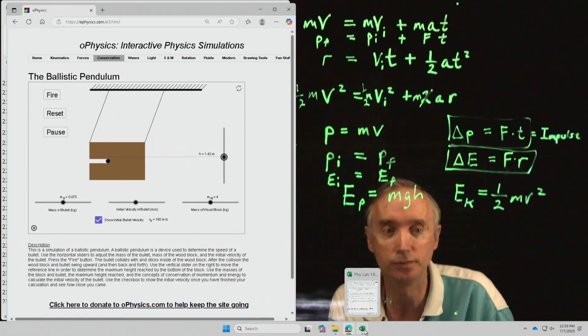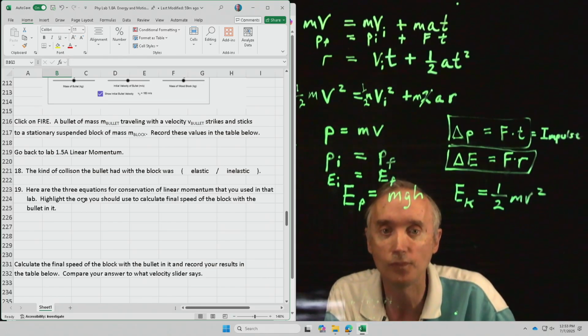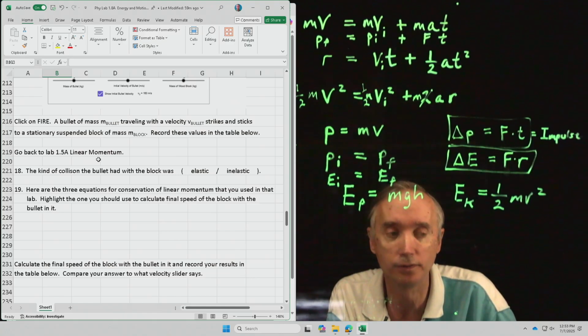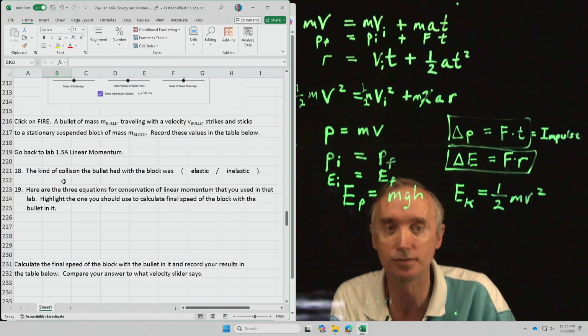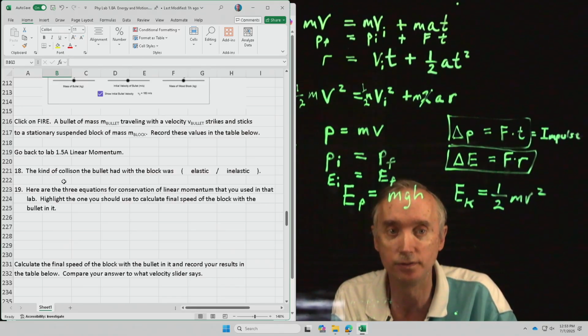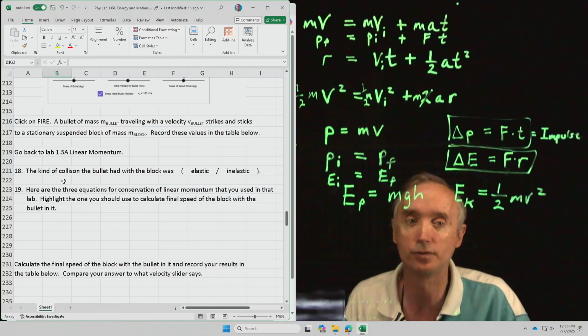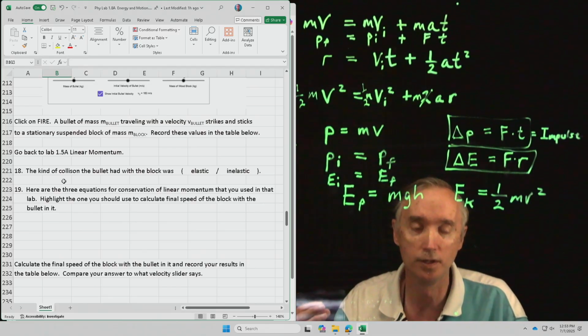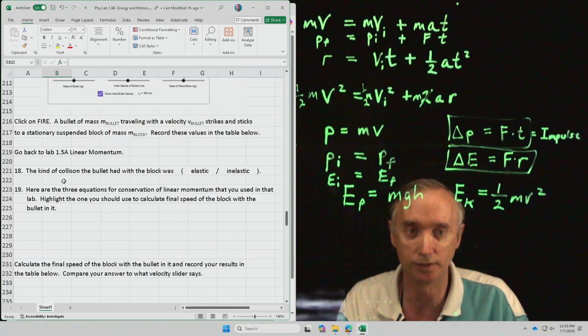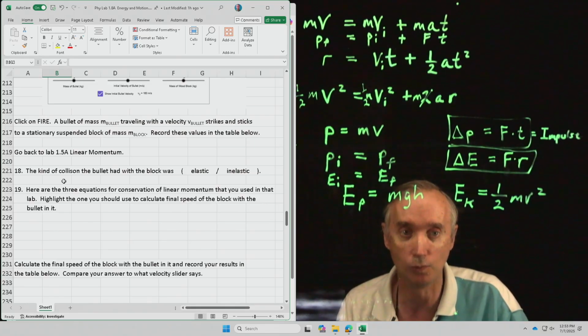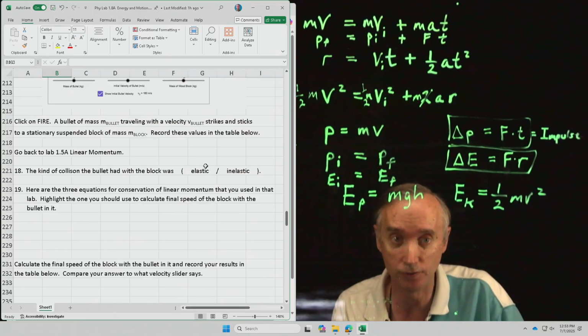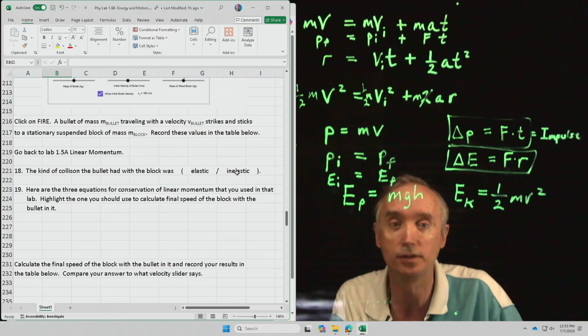So let's go back to the lab here. Okay, go back to your lab on linear momentum. There were two kinds of collisions, the elastic collision and the inelastic collision. So which kind of collision was this? If the ball hits an object and sticks to it, what kind of collision was that? It's very important that you know which one it is. It's either the elastic or the inelastic collision.